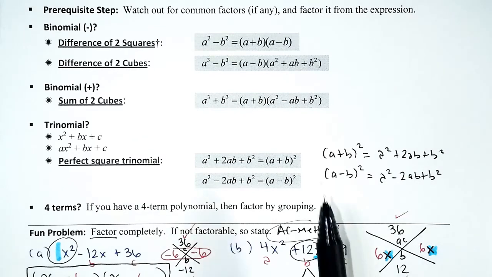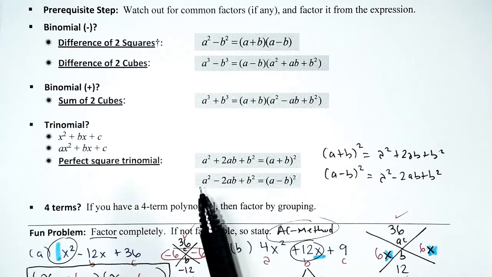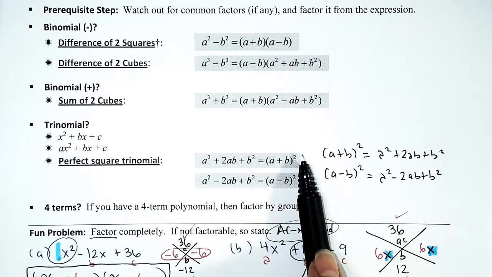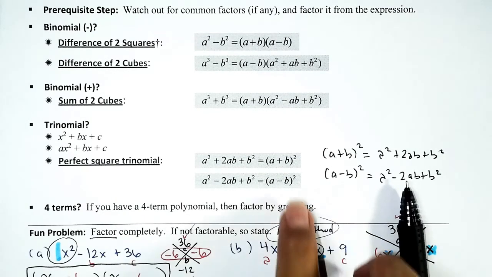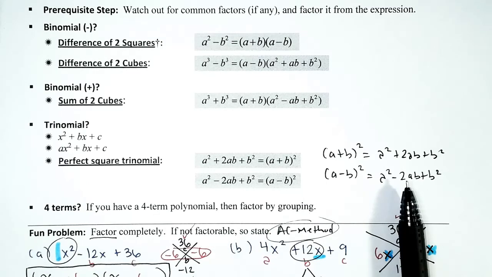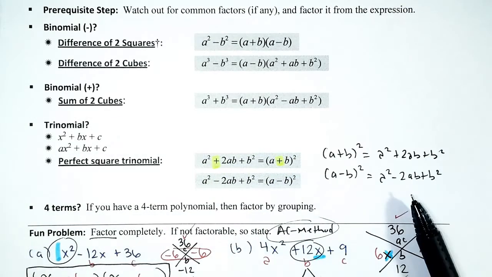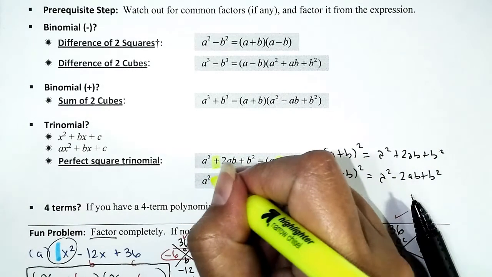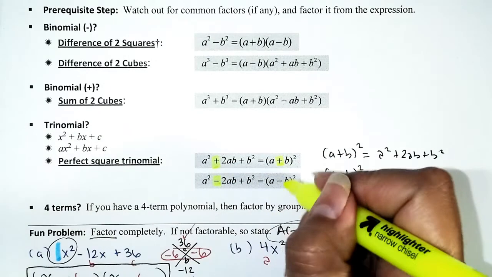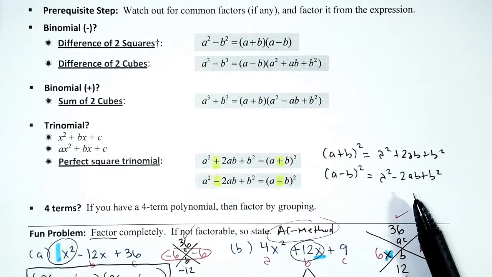Your trinomial will either factor to the square of a plus b or the square of a minus b. How do I know if it's going to be plus or minus? Well, that will be dictated by the first sign, okay? If the first sign is plus, then you have the square of a plus b. If the first sign is minus, then the answer will be the square of a minus b. Yeah, that's too many words. Let's put it into practice.